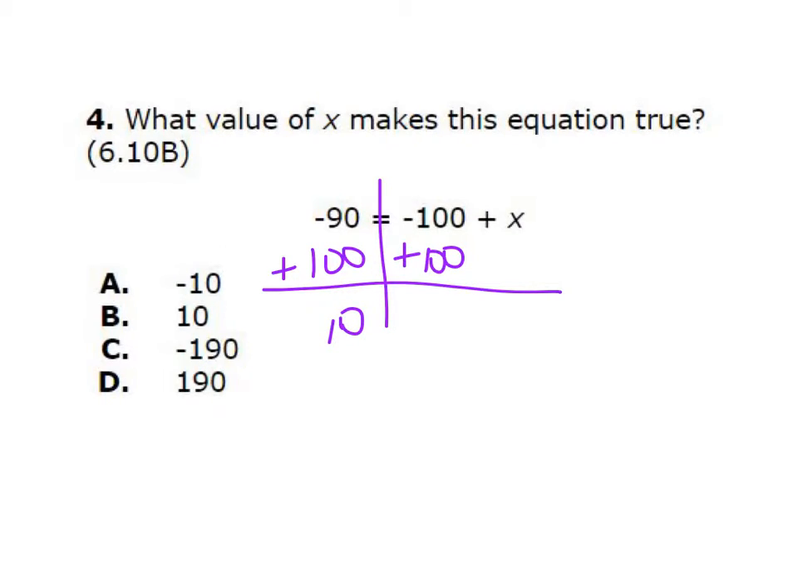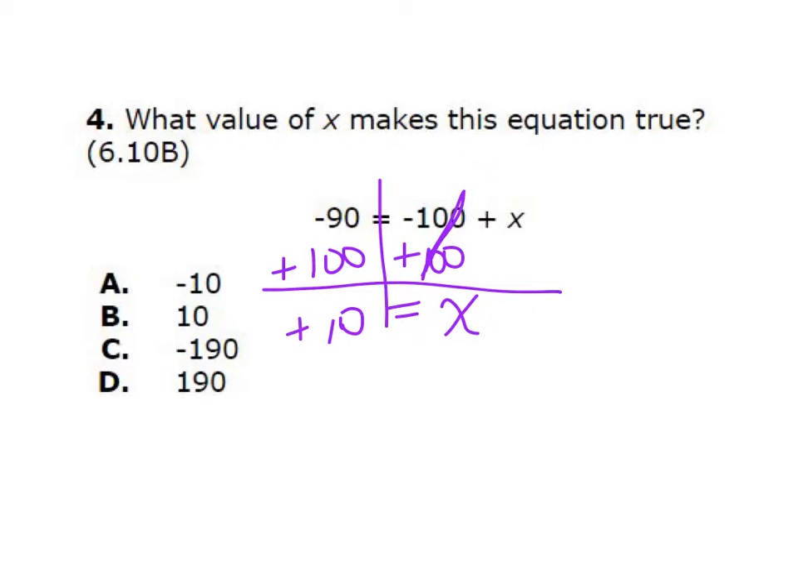Remember your integer rules. When you have a negative and a positive, you need to subtract them and keep the sign of the one you have more of, which is 100. So this is going to be positive 10. And then on the other side, negative 100 plus 100, remember zero pairs, so that cancels each other out. So you're left with x. So x equals positive 10.